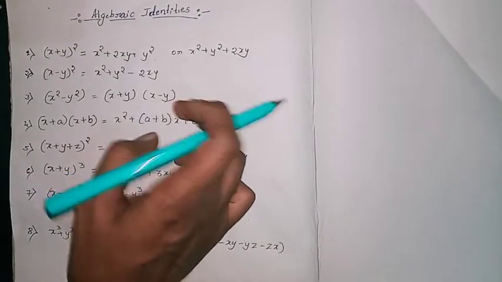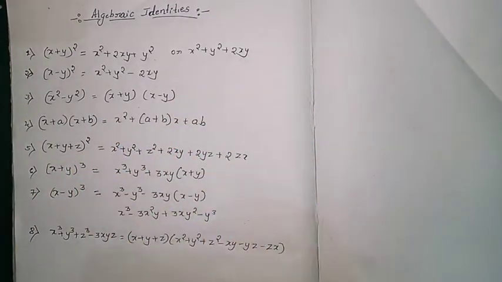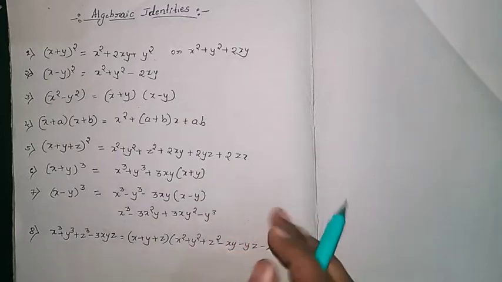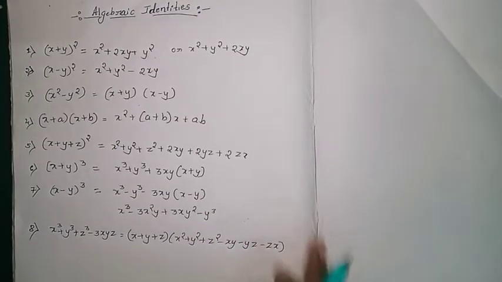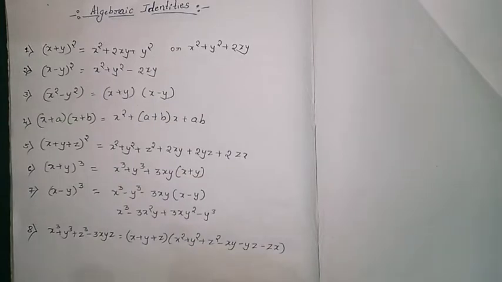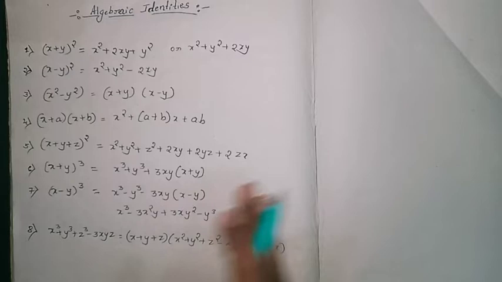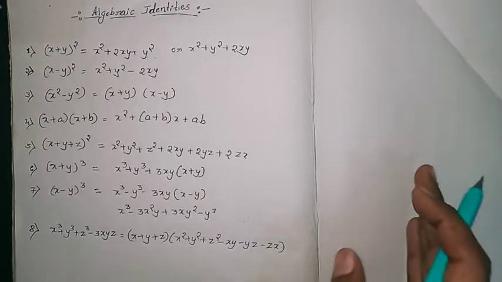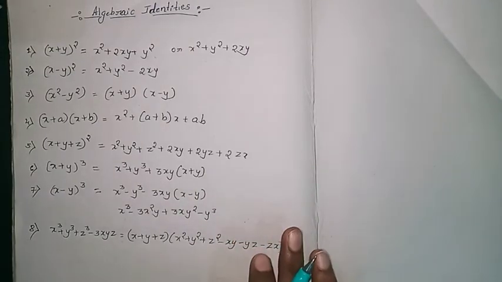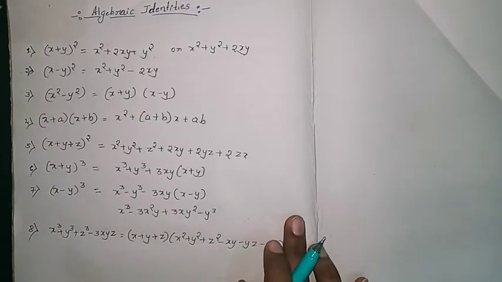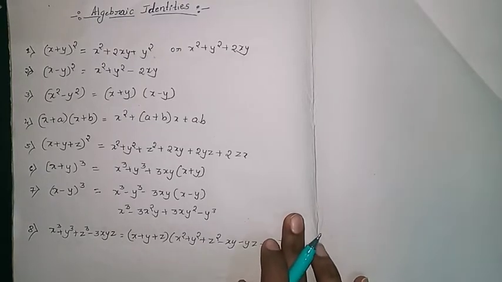So remember all the formulas, and again I will explain those things afterwards also. First write all the formulas, then try to remember them, because without the formulas, without algebraic identities, you are not able to solve the exercise problems. So that's why learn properly and remember the formulas and identities.